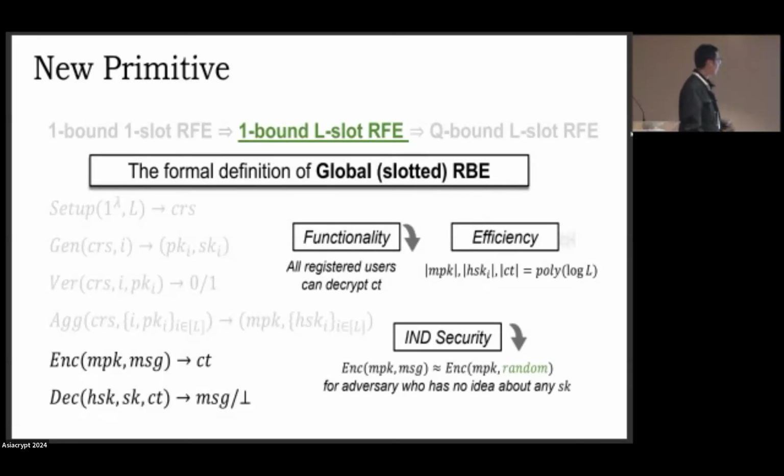Correspondingly, the functionality is weakened. We allow all registered users to automatically obtain decryption access to the ciphertext. So for this encryption algorithm, there is no need to specify any broadcast set. And the security is just IND security. It's very weak. We require that this security holds only for an adversary who has no knowledge of any secret key.